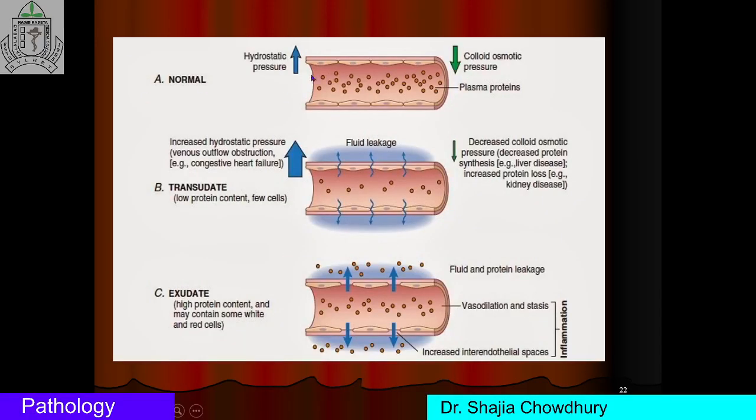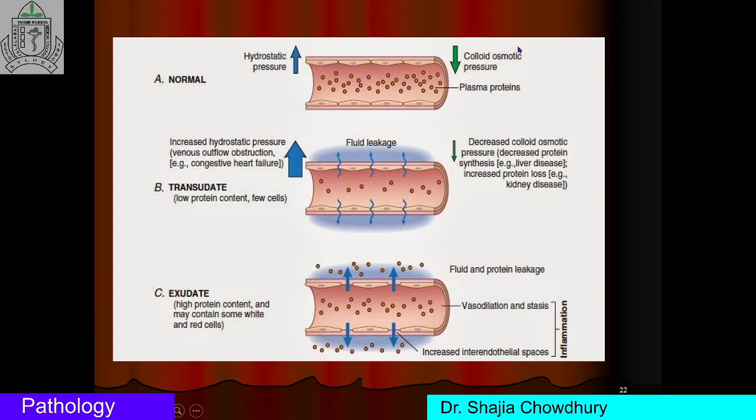This is the normal blood vessel, with hydrostatic pressure from inside to outside, colloid osmotic pressure from outside to inside, and plasma proteins residing inside the blood vessels. So these are the endothelia. In case of transudation or transudate, increased hydrostatic pressure from inside to outside may be due to venous outflow obstruction, for example congestive heart failure.